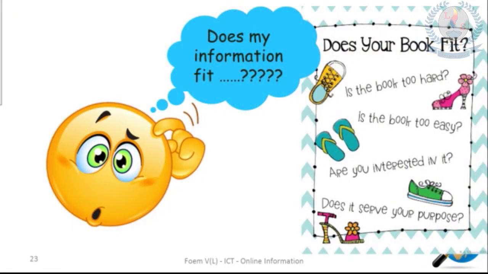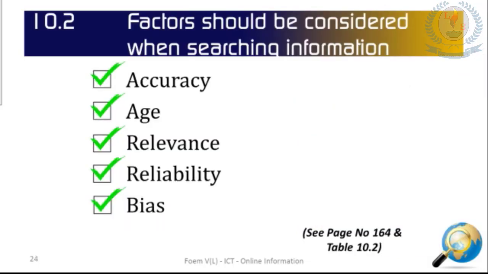Next part. Does my information fit? Whatever information you gathered from the internet, does it fit your purpose? So when we are finding information, we mainly have to consider whether it fits our purpose. These are the factors you should consider when searching for information. There are 5: accuracy, age, relevance, reliability and bias.